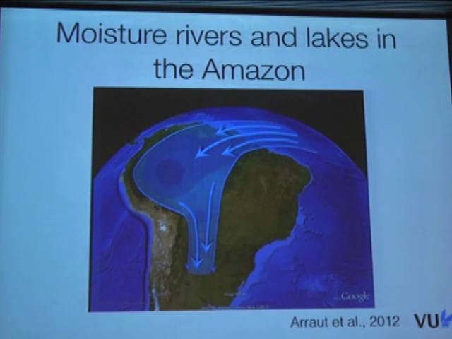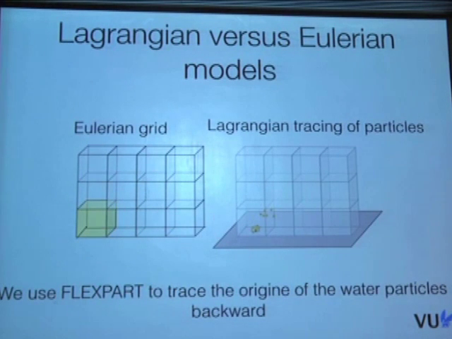You can do this in various ways. In 2012, there was a paper by Arau, which used reanalysis data to determine the inflow into the Amazon basin, how much actually got down towards the south. I understand this is a big issue with the drought in Sao Paulo. And this was done using a Eulerian grid. So what we were trying to do is use a Lagrangian way of doing this, where we follow the particles and where they eventually precipitate.